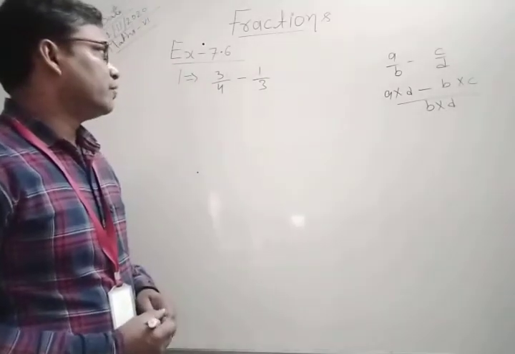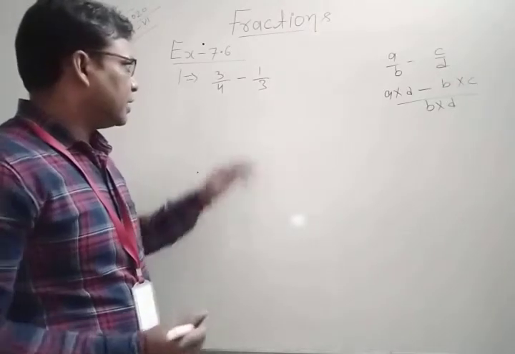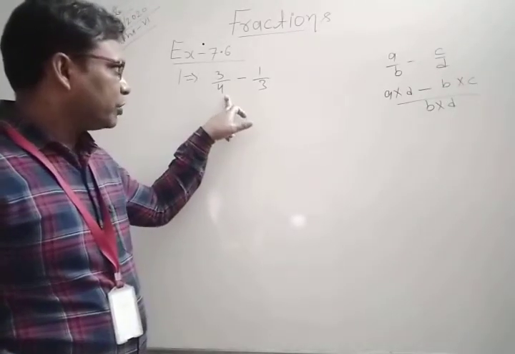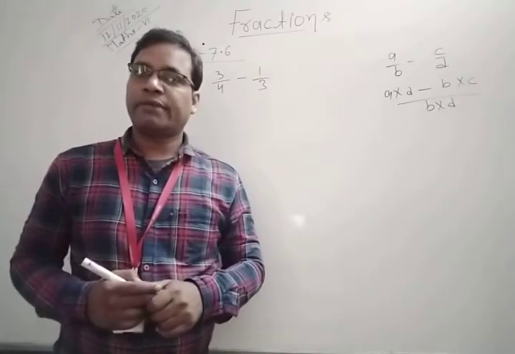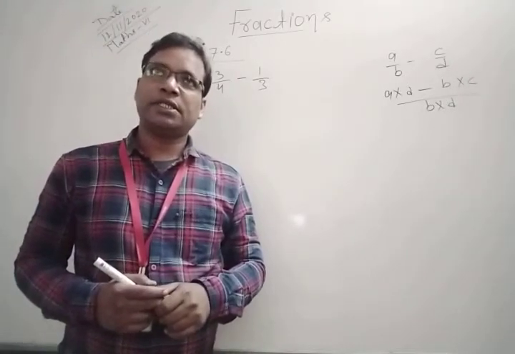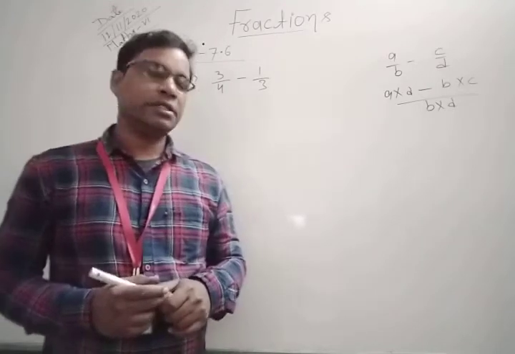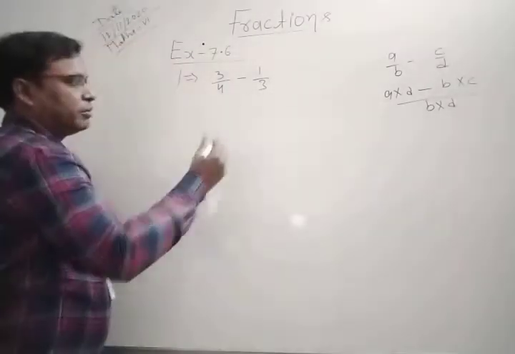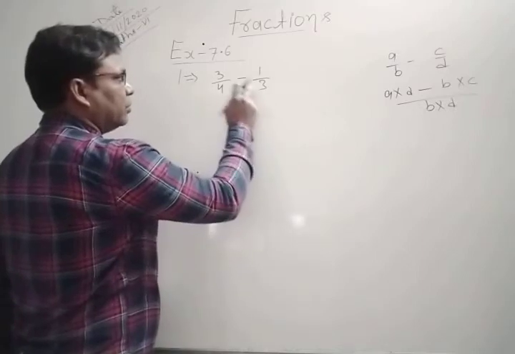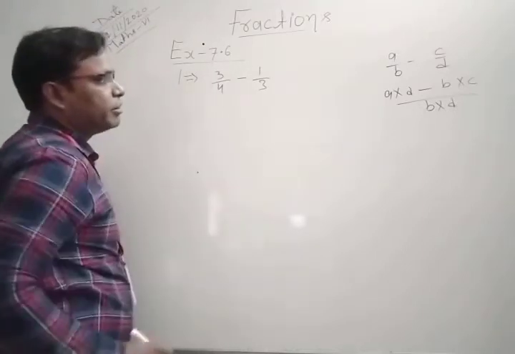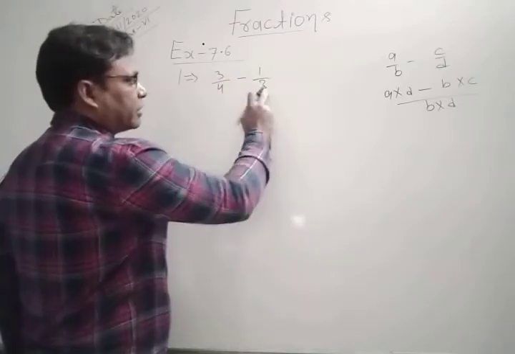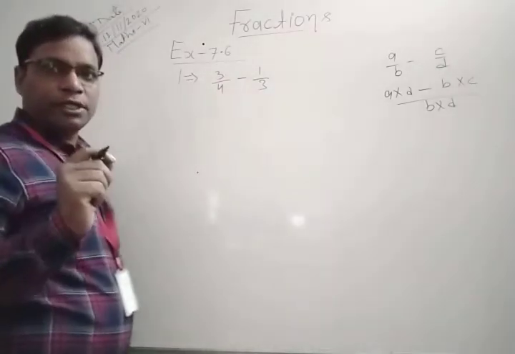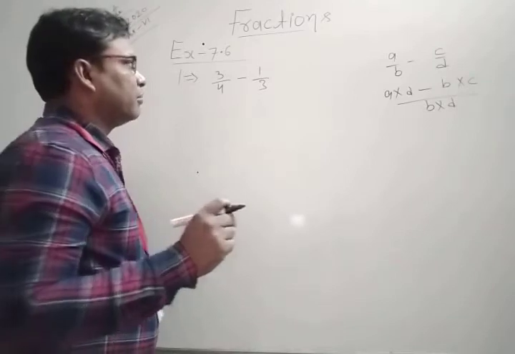Here, 4 is a composite number and 3 is a prime number. Both are unlike fractions. So without changing the denominators, we can also solve this. Use that method and write 3 into 3. This is the first numerator and this is the second denominator. It is the product of the first numerator and the second denominator.